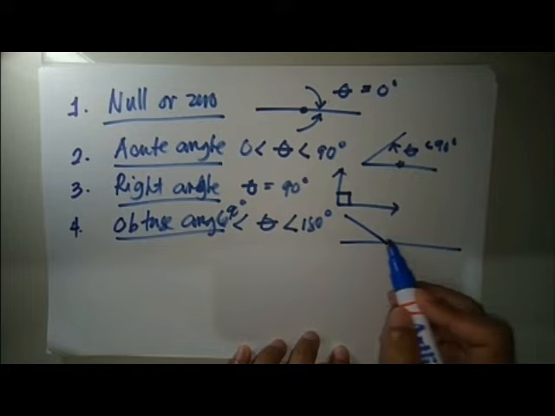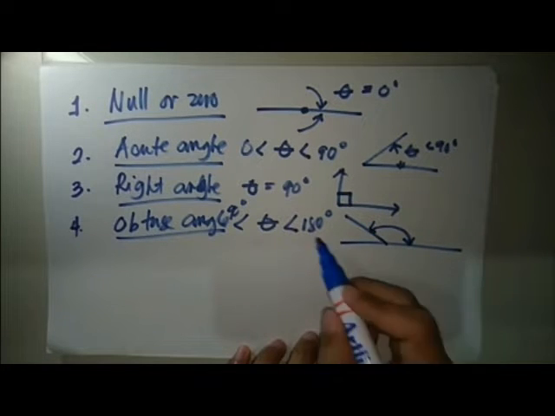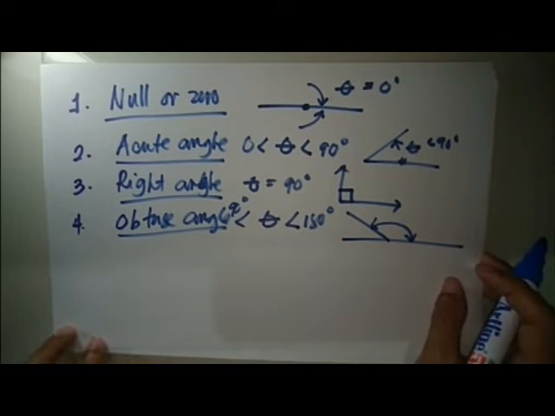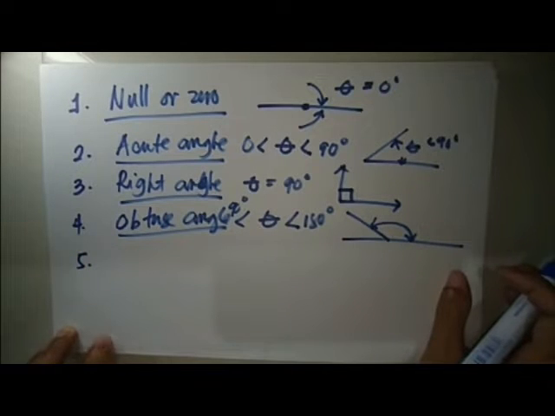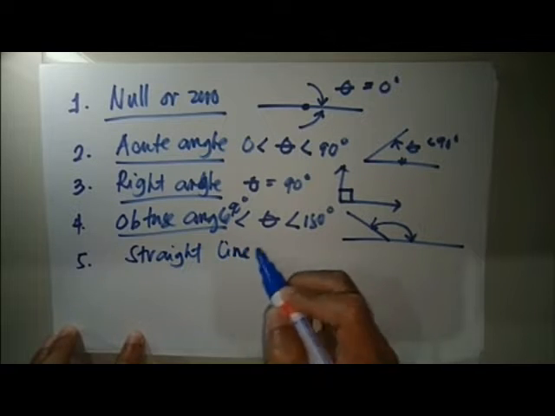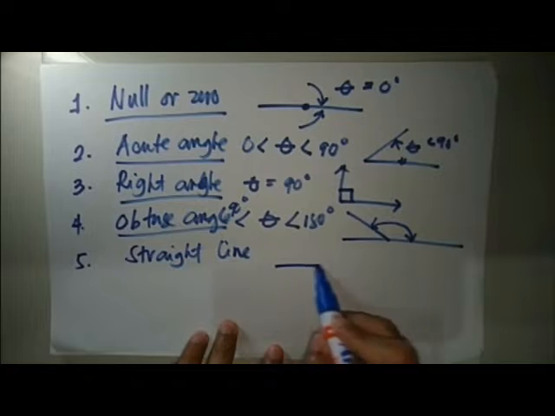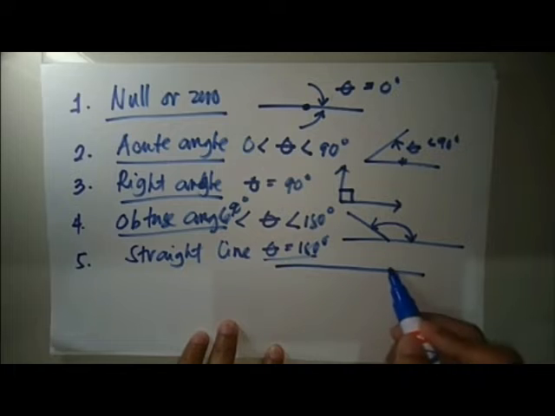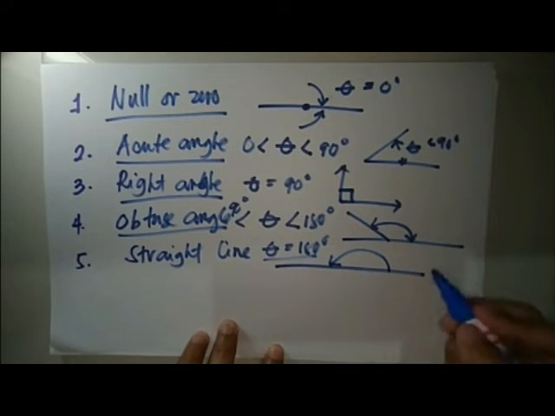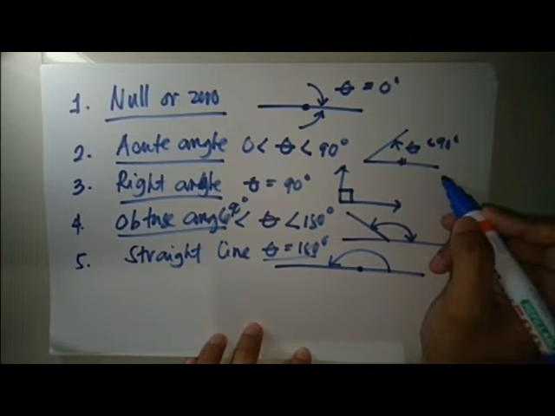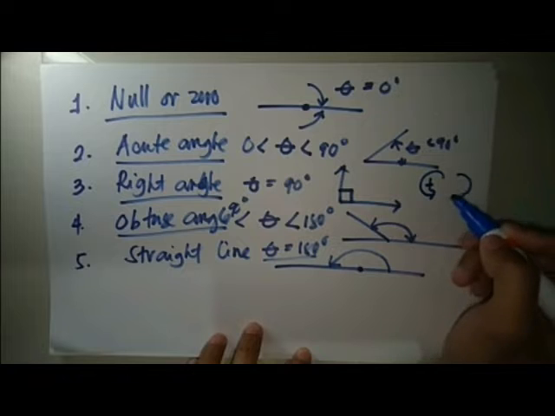So let's say you have this. This angle is greater than 90 but less than 180 degrees. The fifth is the straight angle. The angle is equal to 180 degrees. This is a straight line. If your angle is measured in the counterclockwise direction, that is positive. Clockwise is negative.